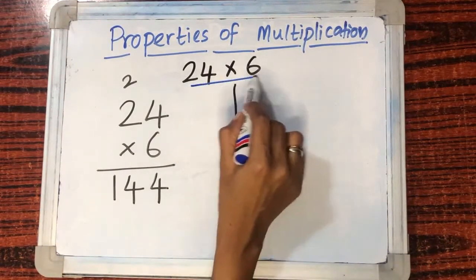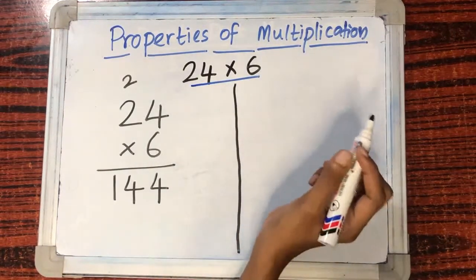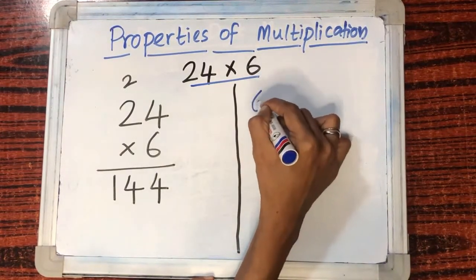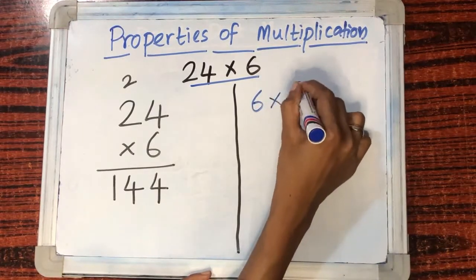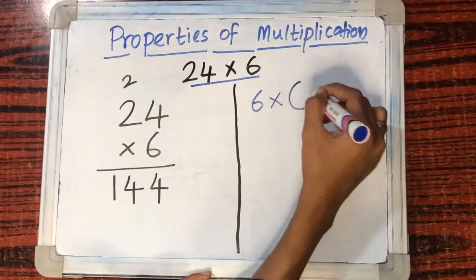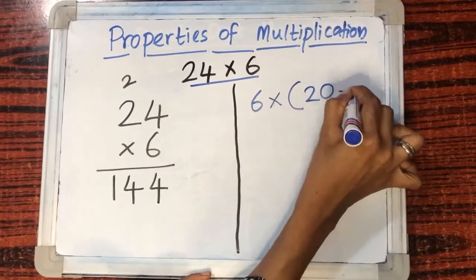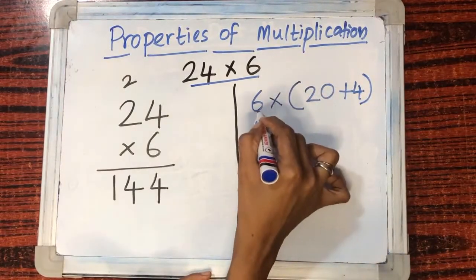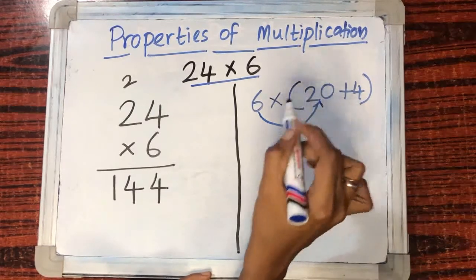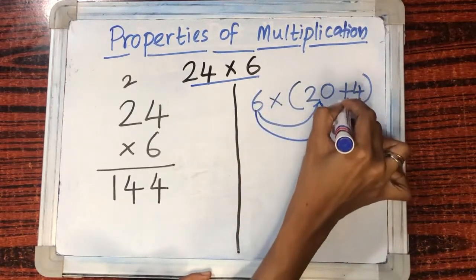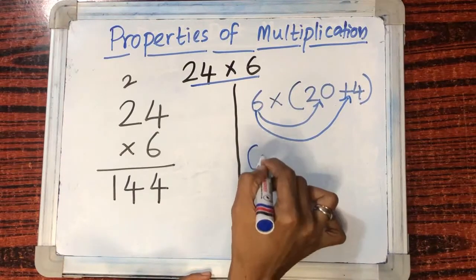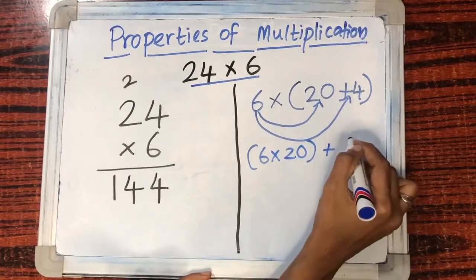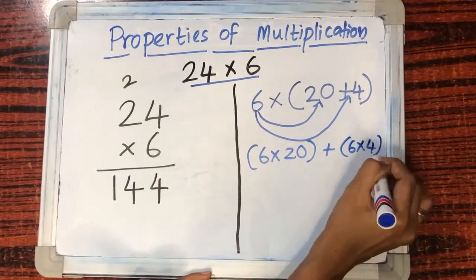Another way to do this question is we could use distributive law. Here I am going to take 6 as my first number and then use 24 as an addition fact: 20 plus 4. Now I have to multiply the number outside the bracket with the numbers inside the bracket. So it would be 6 times 20 plus 6 times 4.